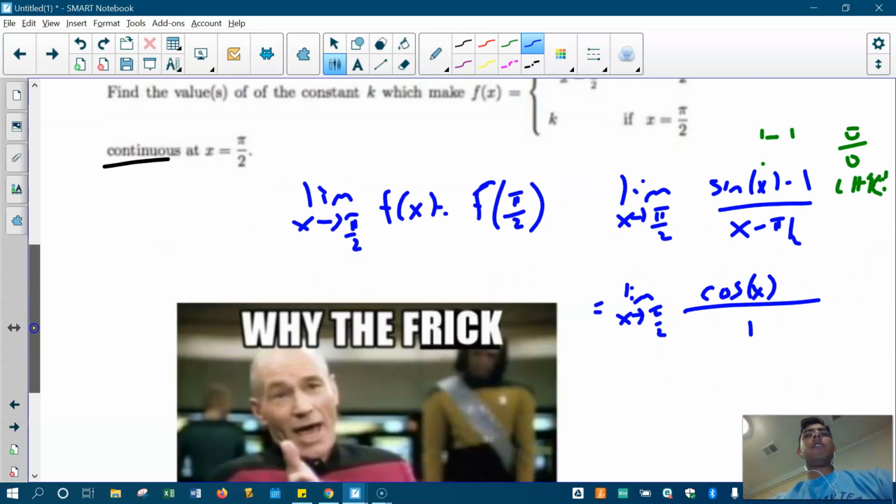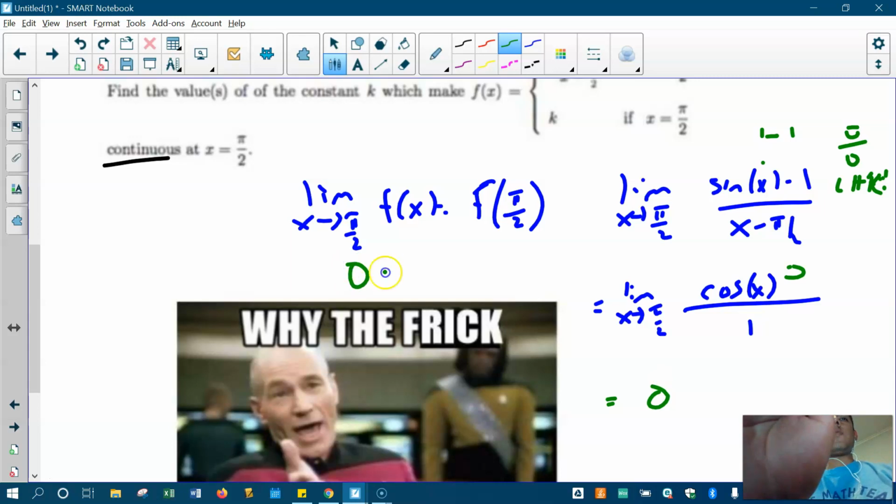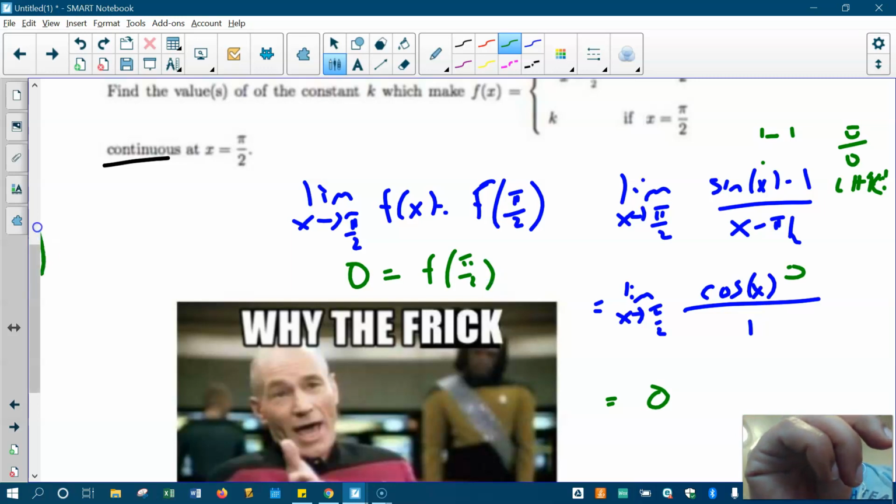Now let's try that value again. The limit as x approaches pi over 2. Cosine of pi over 2 is 0. So I get 0. So if this limit is supposed to be equal to 0, well, that means f of pi over 2 is also equal to 0. K is 0.